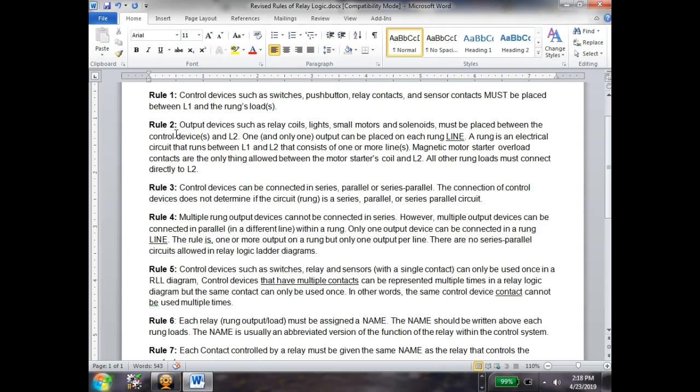Control devices such as switches, relays, and sensors with a single contact can only be used once in a relay logic diagram. Control devices that have multiple contacts can be represented multiple times in a relay logic circuit, but the same contact can only be used once. Y'all understand that? Who broke this rule? Yeah, you did.